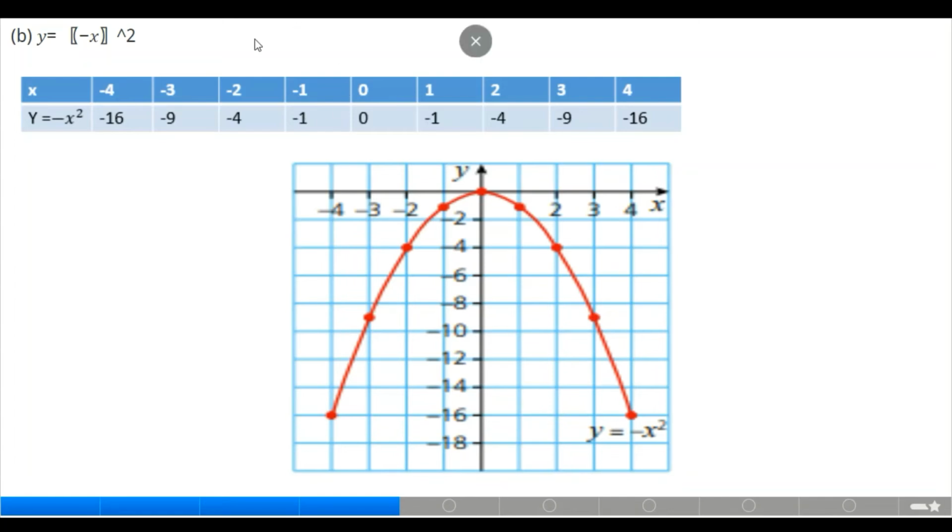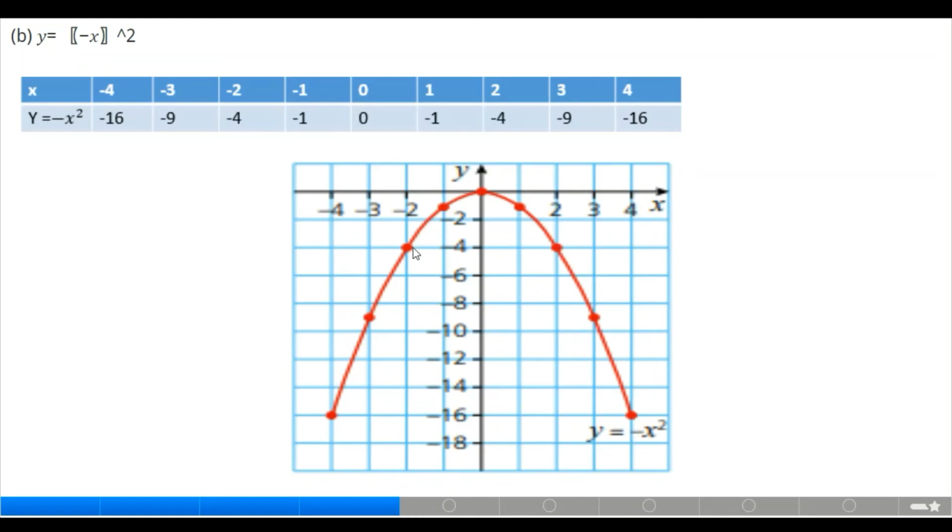So if we have to plot, when x is minus 4, y is going to be minus 16. When x is minus 3, y is going to be minus 9. When x is minus 2, y is going to be minus 4. When x is minus 1, y is minus 1. And when x is 0, y is 0. When x is 1, y is minus 1. When x is 2, y is minus 4. When x is 3, y is minus 9. And when x is 4, y is minus 16.